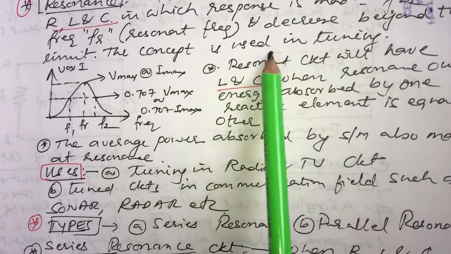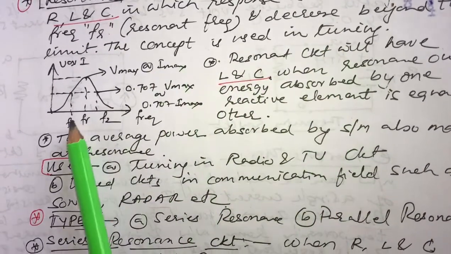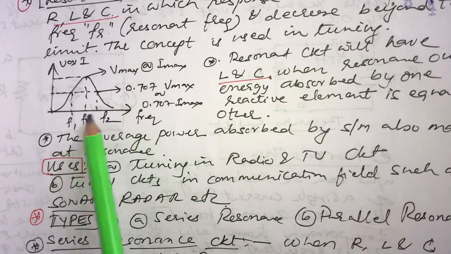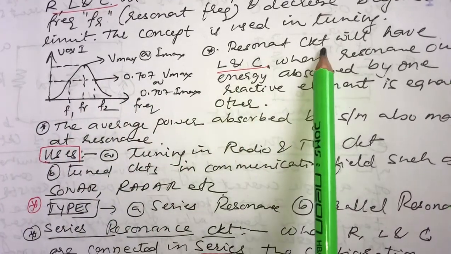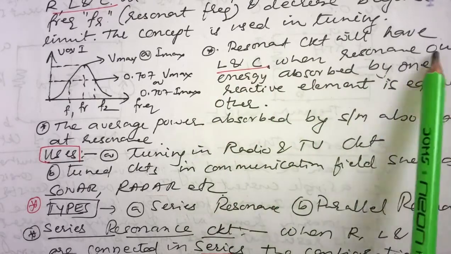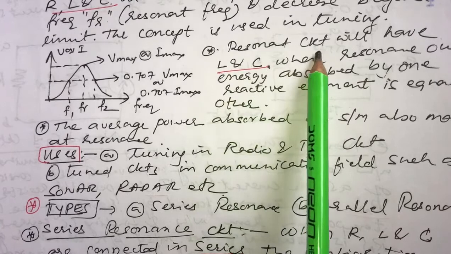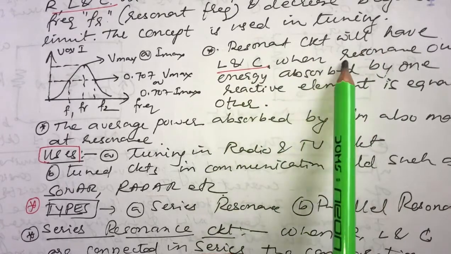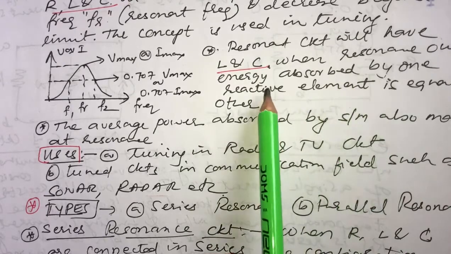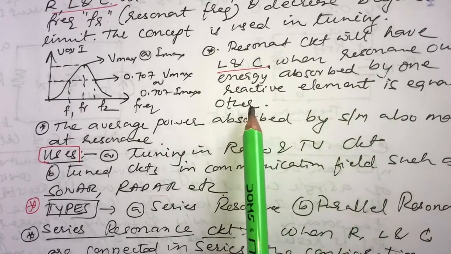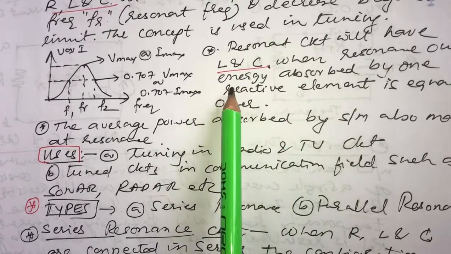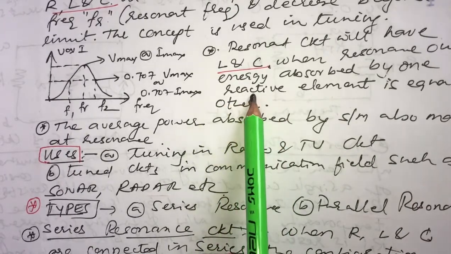And this concept is used in tuning. This is an example, this is the maximum at the resonating frequency, and on this side it decreases. So a resonant circuit will have both L and C, inductor and capacitor, when resonance occurs. When resonance occurs, the energy absorbed by one reactive element is equal to the other, XL equals XC. That is, during resonance, inductive reactance equals capacitive reactance.